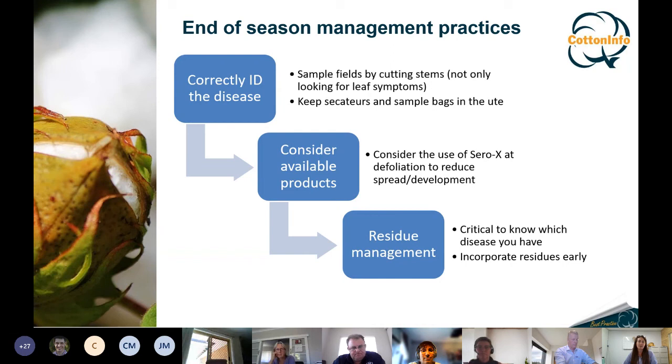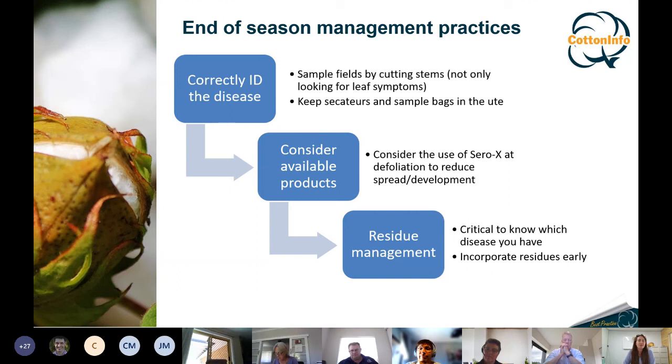So correctly identifying the disease means going out with a pair of secateurs and cutting stems and looking for that mottling. It's really important to make sure it is Verticillium wilt and not Fusarium wilt, because the management practices are very different for those two diseases. So we suggest keeping some secateurs and sample bags in the ute when you're driving around, so you can cut those stems. If you're unsure, take a sample of the stem and post it to probably Linda might be best. If you think it might be Fusarium, definitely don't send those ones to Yui at Narrabri.